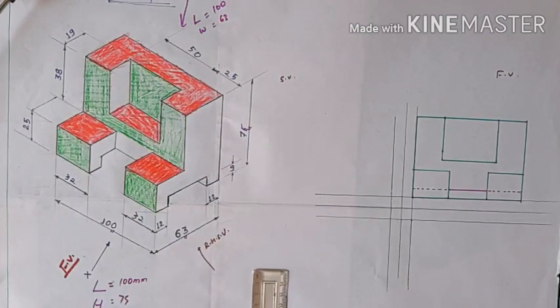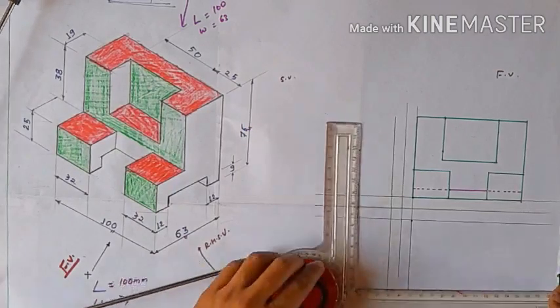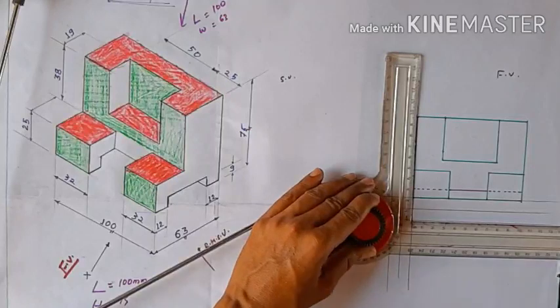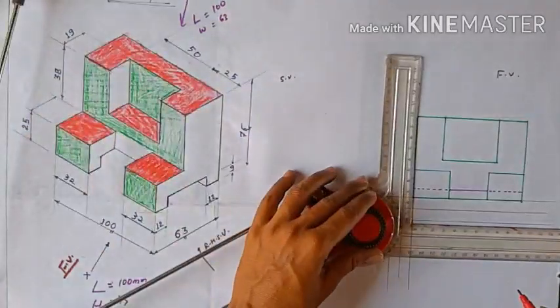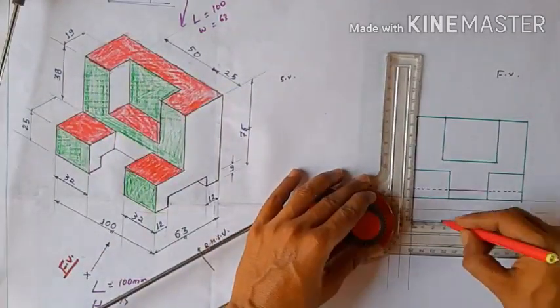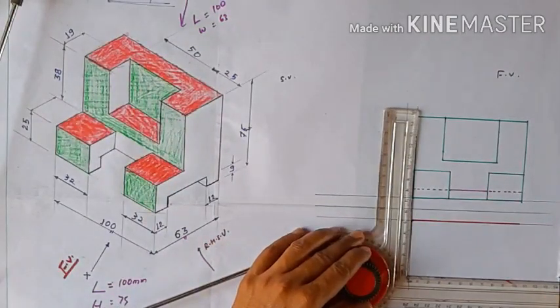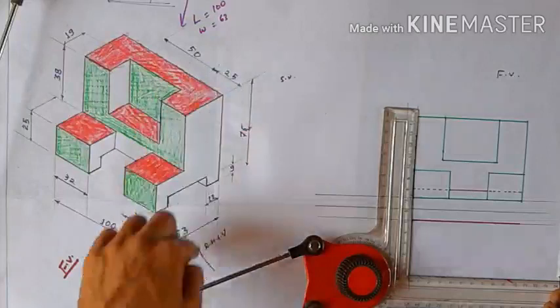One second. Starting from here, draw a box of 100 mm by 63 mm. So here we draw this. Again 100 mm, and this is the complete 100 mm line. Now from here, this is the 100 mm line, and what about the height? The height is 63 mm. Sorry, the width is 63 mm.